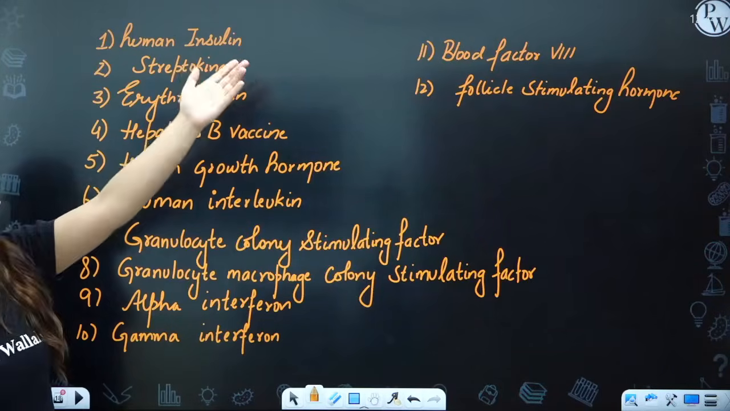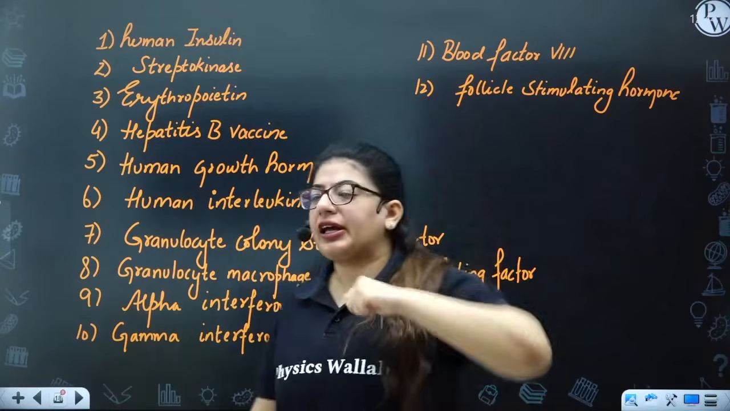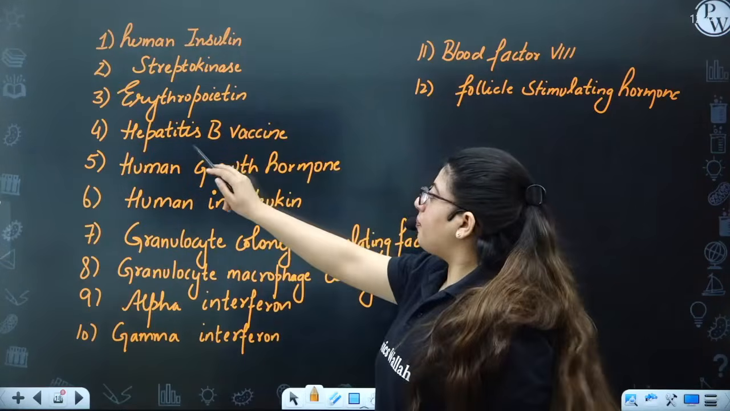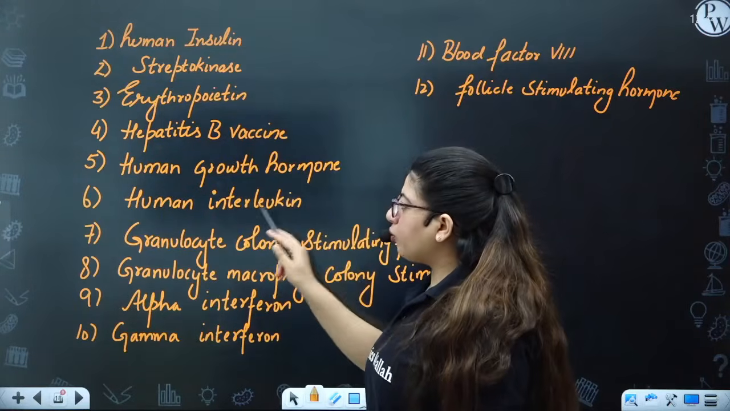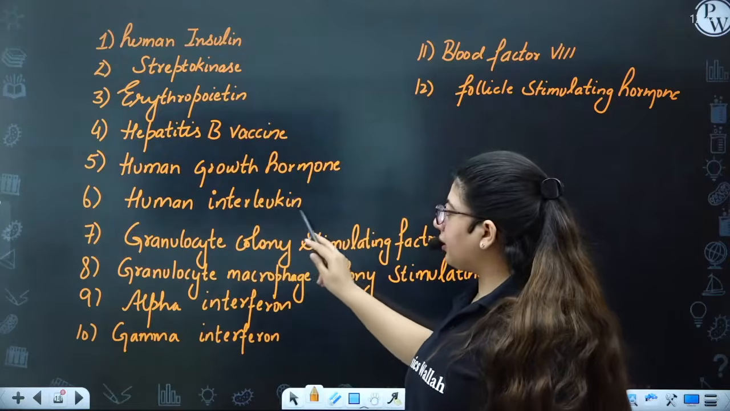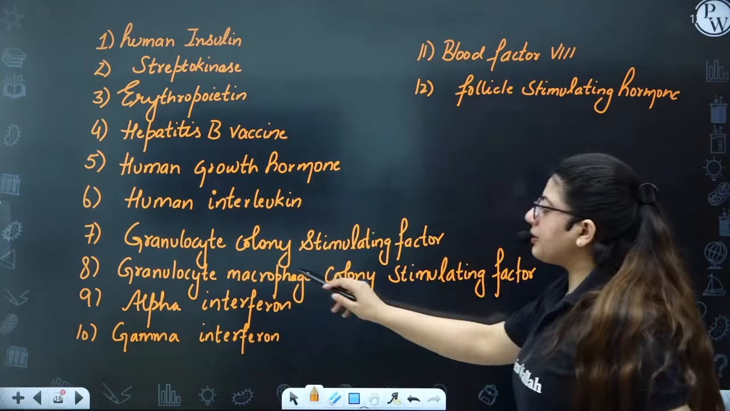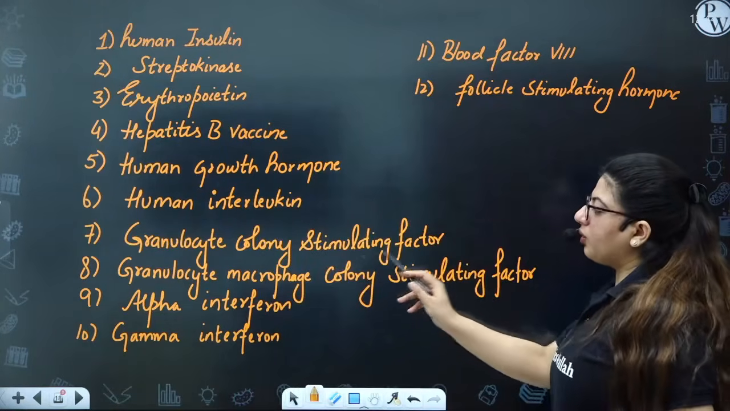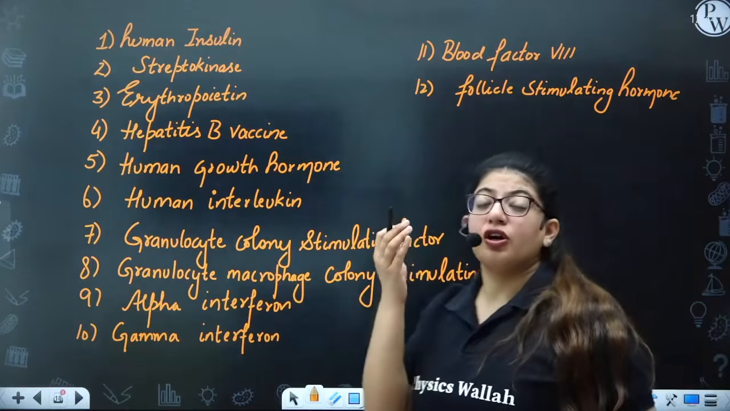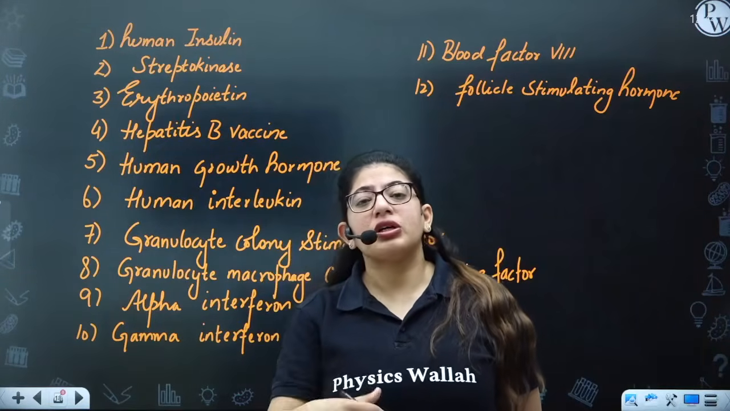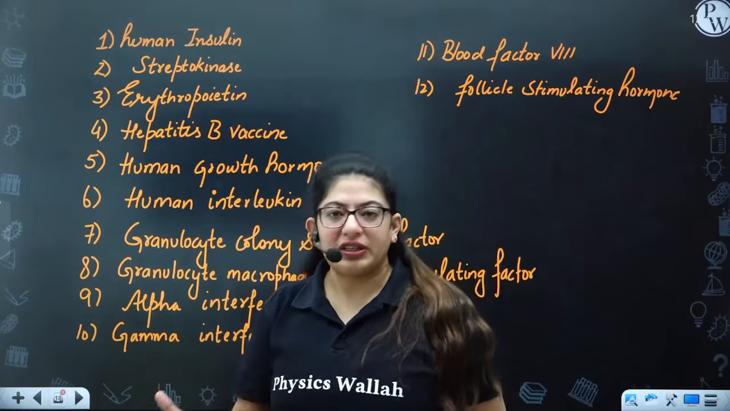Like human insulin, we have discussed streptokinase. Streptokinase is a clot buster. Erythropoietin helps in RBC synthesis. Hepatitis B vaccine prevents hepatitis. Human growth hormone, human interleukin. These are immunoproteins, interleukins. These are growth factors, granulocyte colony stimulating factor, granulocyte macrophage colony stimulating factor. These are certain growth factors that are used to enhance the function or, in fact, the multiplication of these cells.